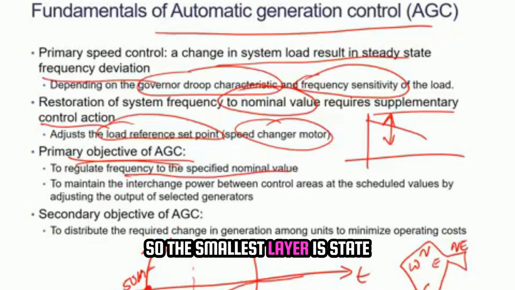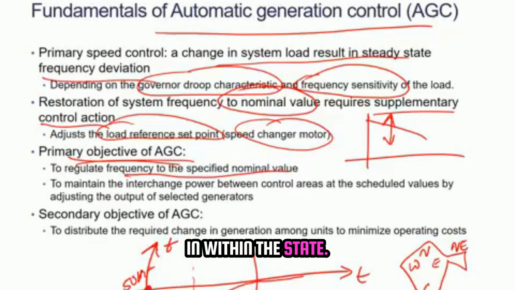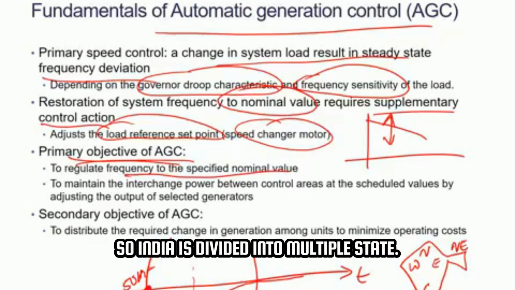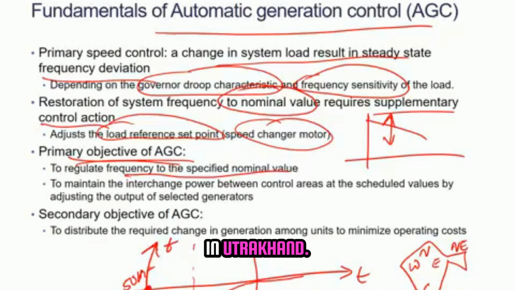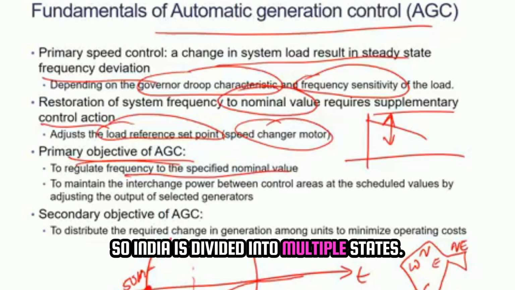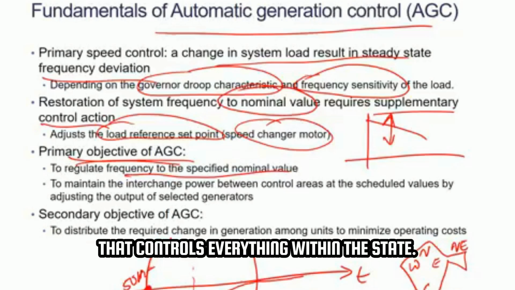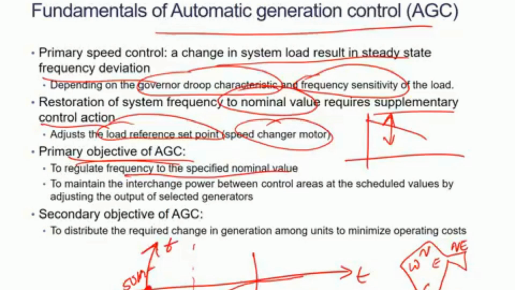So the smallest layer is the state load dispatch center. This state load dispatch center controls everything within the state. India is divided into multiple states. We in Roorkee are in Uttarakhand, this is just for our foreign students. So every state has its own load dispatch center that controls everything within the state, right?